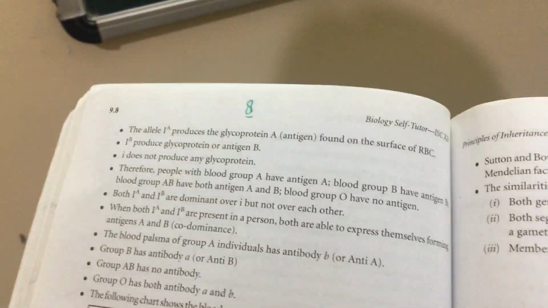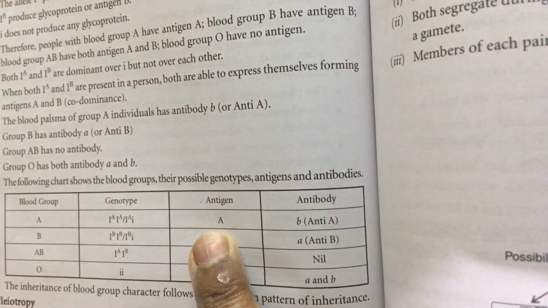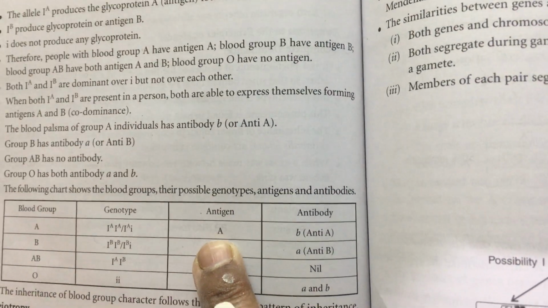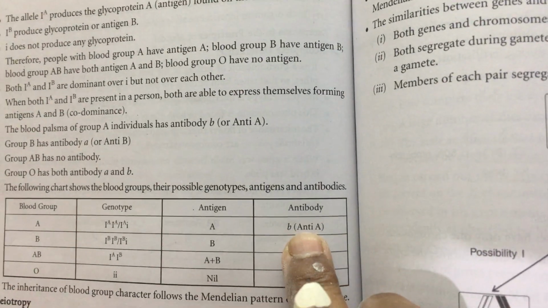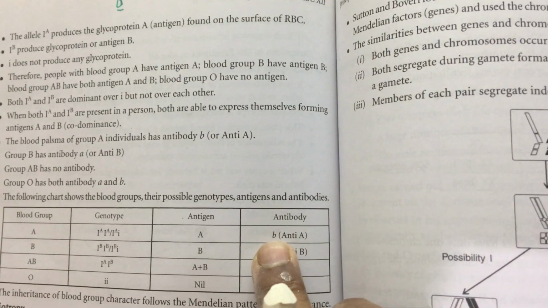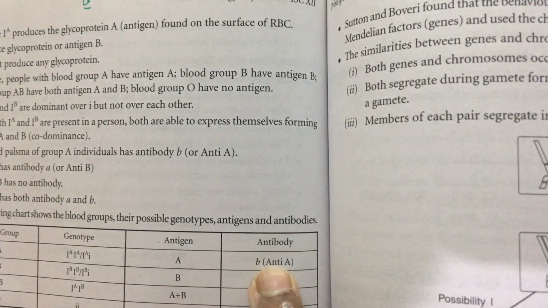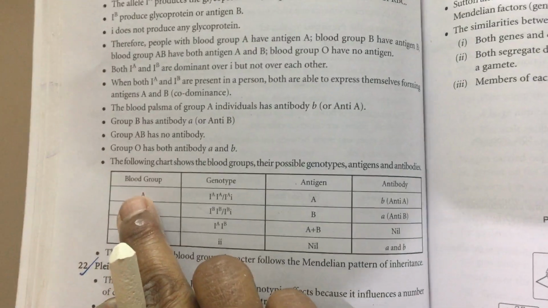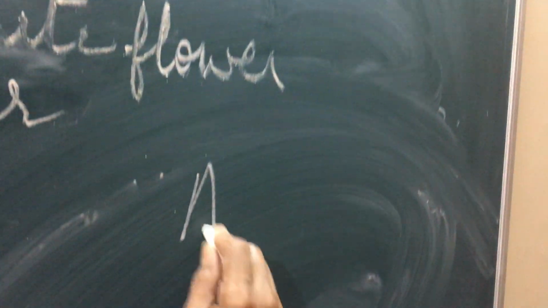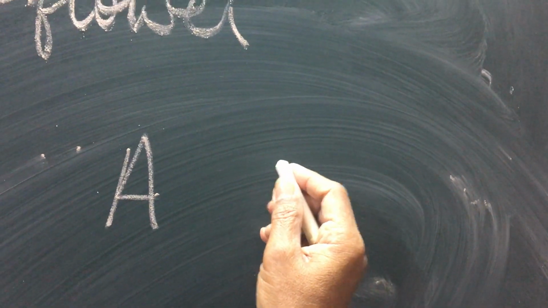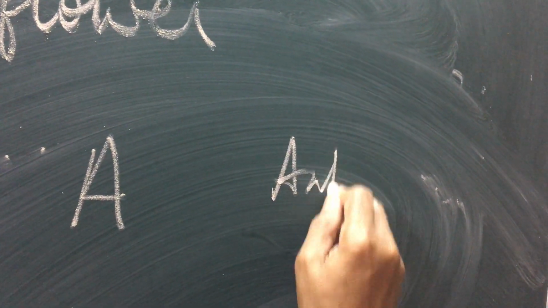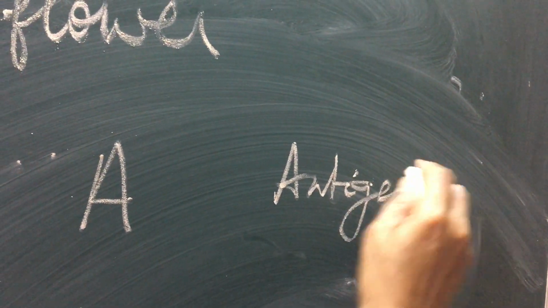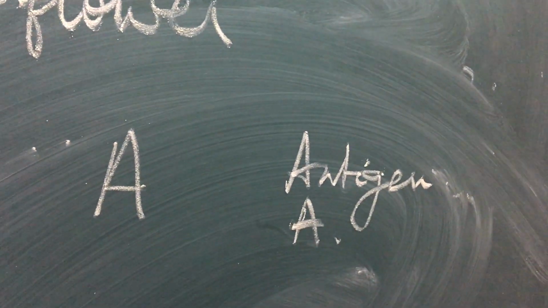So in this, the A antigen is present, but the antibody is anti-B. Now what does antibody mean? They are the fighting force. Let us take blood group A, and it has got the antigen A. Antigen is a chemical substance, found on the surface of RBC.